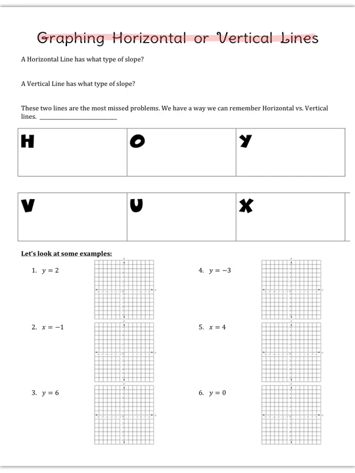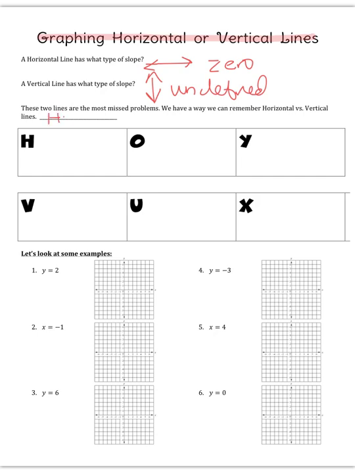So if we go through this, it says a horizontal line has what type of slope? Horizontal lines look like this. So what kind of slope is that? Zero. A vertical line has what type of slope? A vertical line looks like this. That's what kind of slope? Undefined. These two lines are the most missed, but they're the easiest problems to graph. They are horizontal and vertical lines.